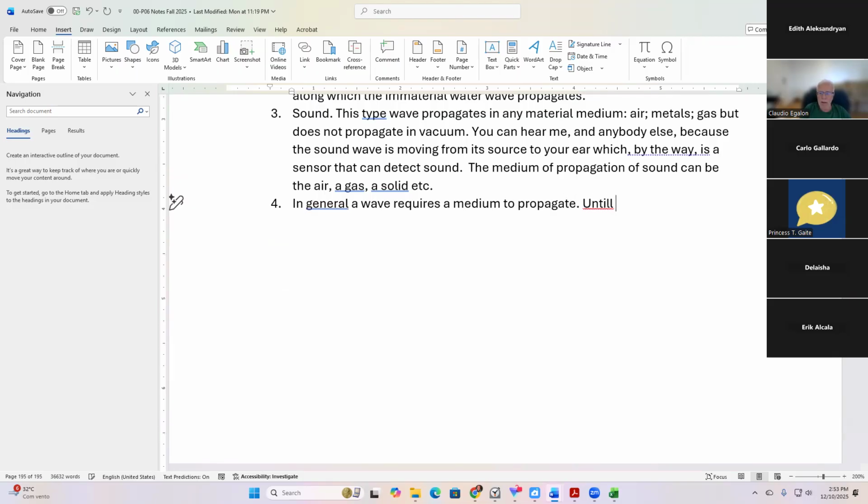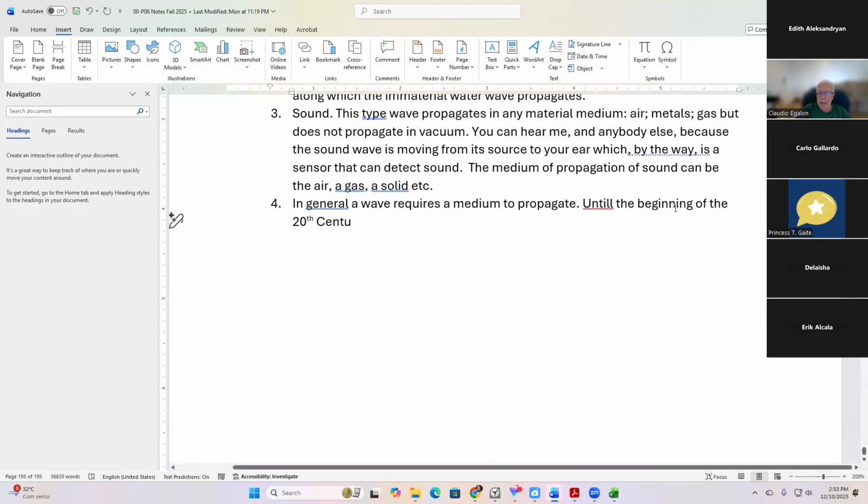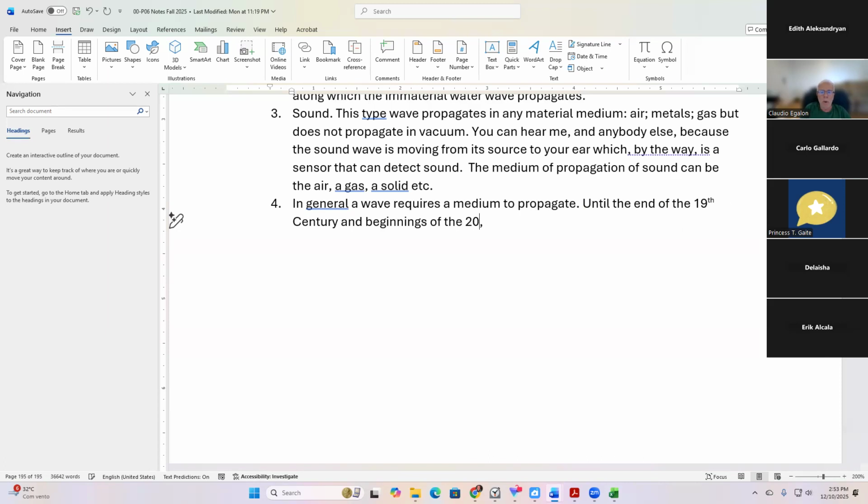Until recently, until the end of the 19th century and the beginning of the 20th century, scientists thought that no wave could propagate in the vacuum. That's what we thought at the time.